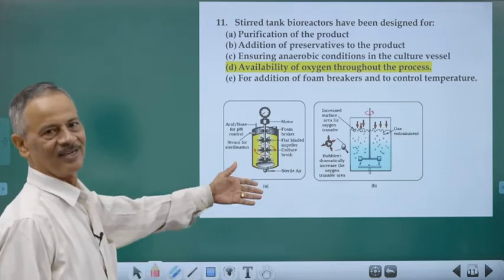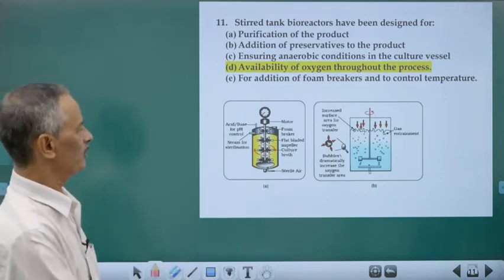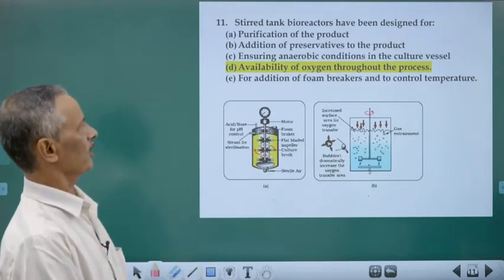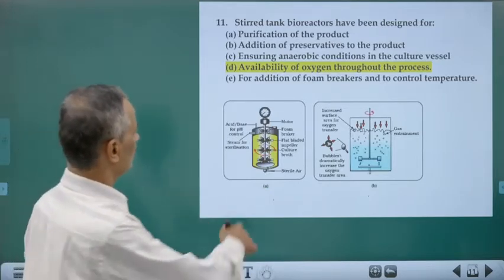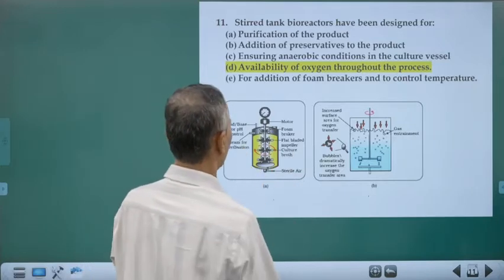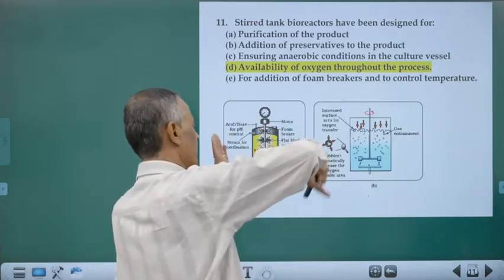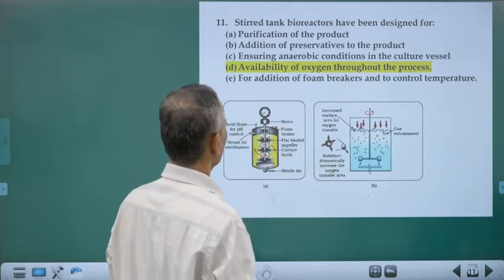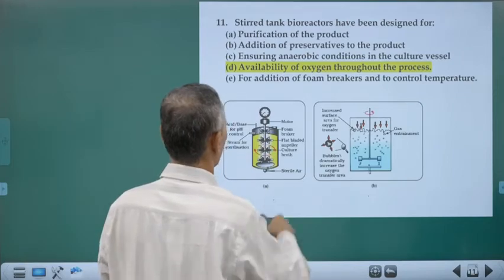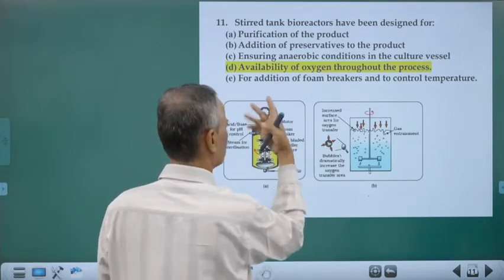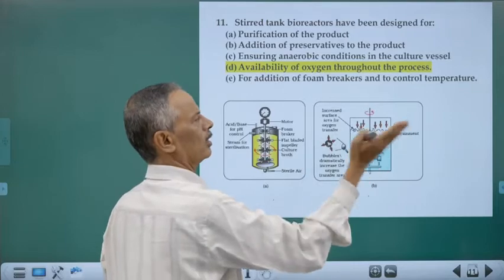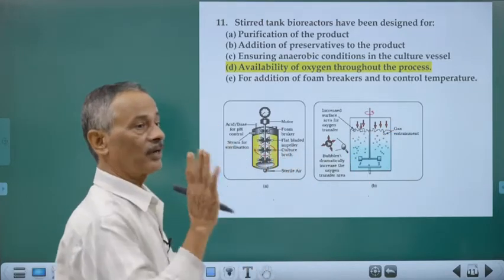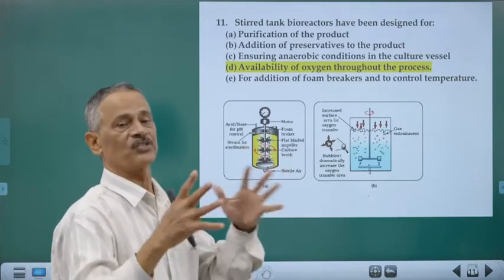This is the two types of... actually we don't want this diagram now. A stirred tank bioreactor has been designed. This is the stirred type, the simple type. There will be a stirrer which is continuously moved using a motor and it has a flat-bladed impeller which is slowly stirring the content so that the content has a uniform consistency.